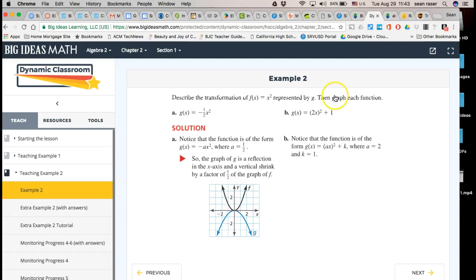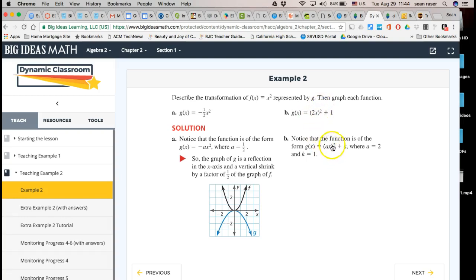Now let's look at our second one. Here we've got in parentheses 2x squared plus 1. So here we notice our changes, notice the difference between A and B. Here we were multiplying x squared by 1/2. That's how we knew that this was a vertical shrink. Here we're just multiplying our input by 2. Notice, the parentheses show that just our input's being multiplied by 2 and then squared.